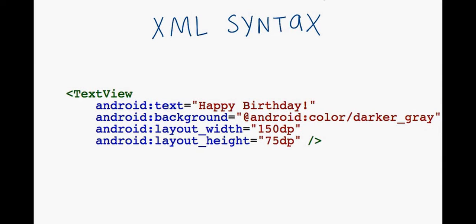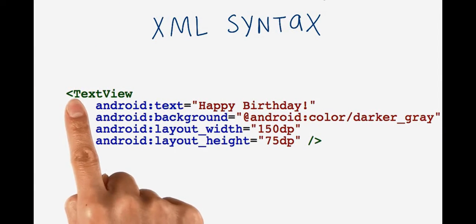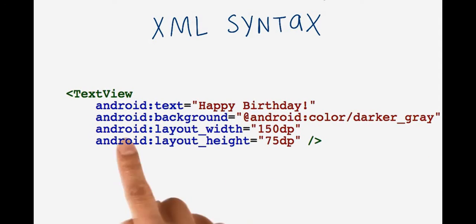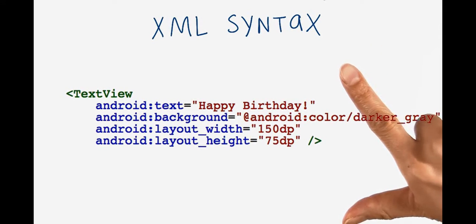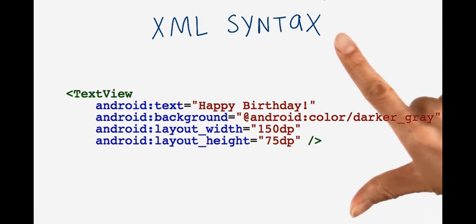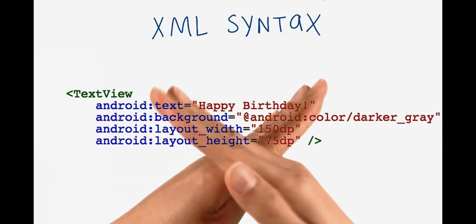To help you remember it, you can think of an opening angle bracket, ding, and then the view name, whoosh, and then the attributes, pew, pew, pew, pew, and then the /, and then the closing angle bracket, boom. So altogether it's ding, whoosh, pew, pew, pew, pew, boom. If you miss any of these symbols, then you're going to get invalid XML.